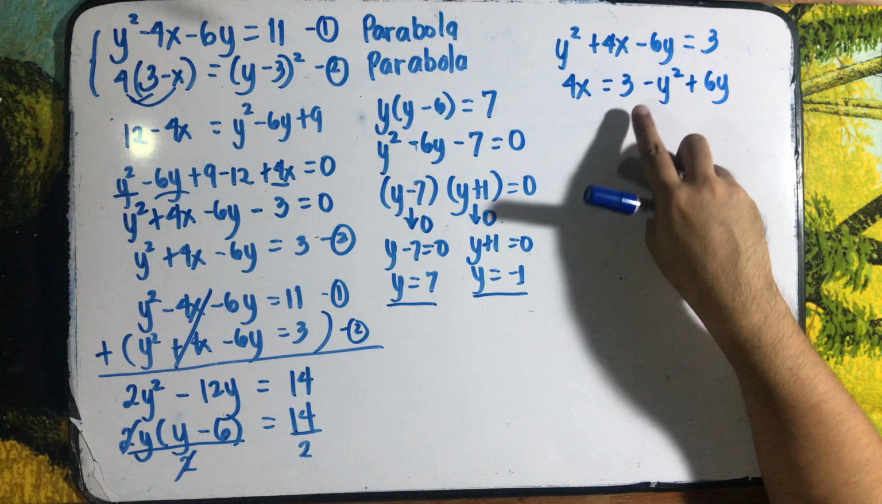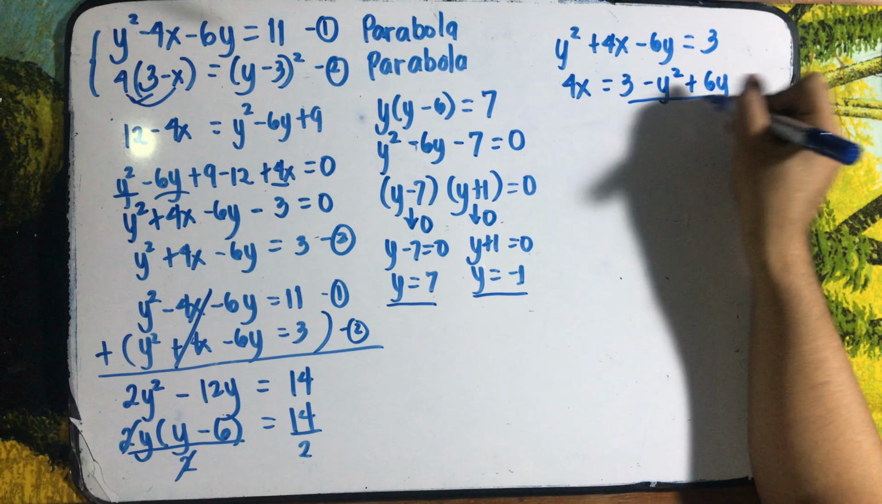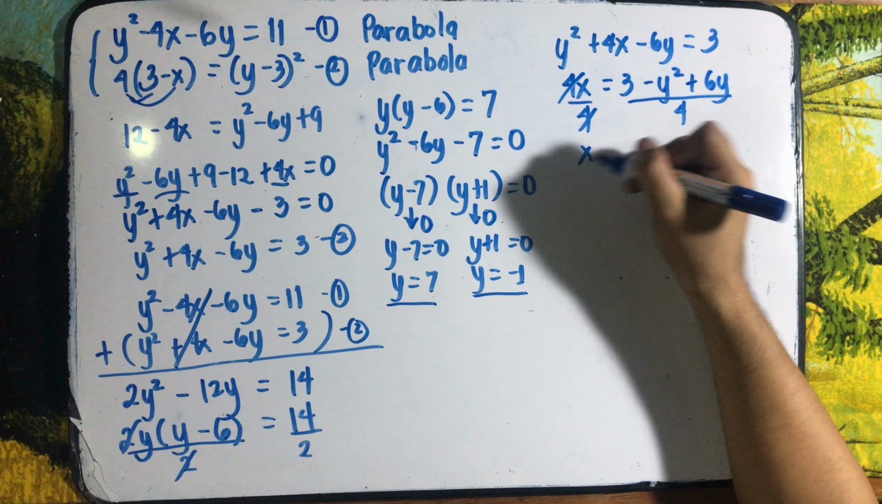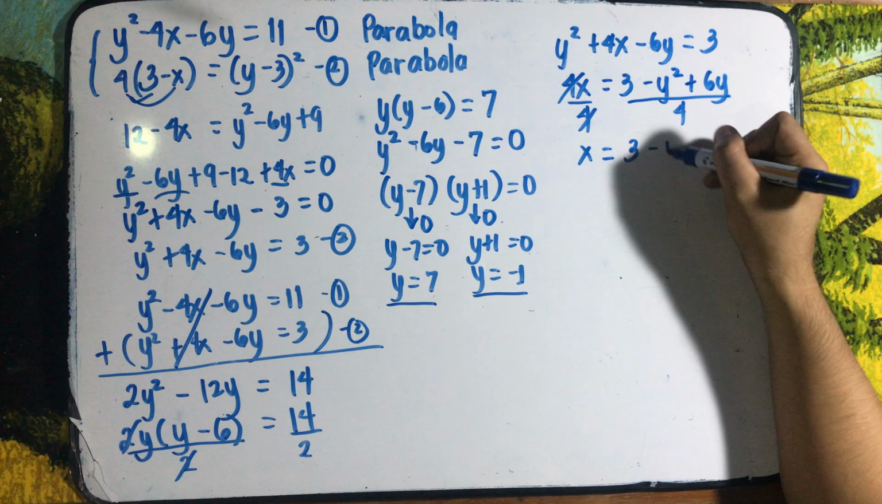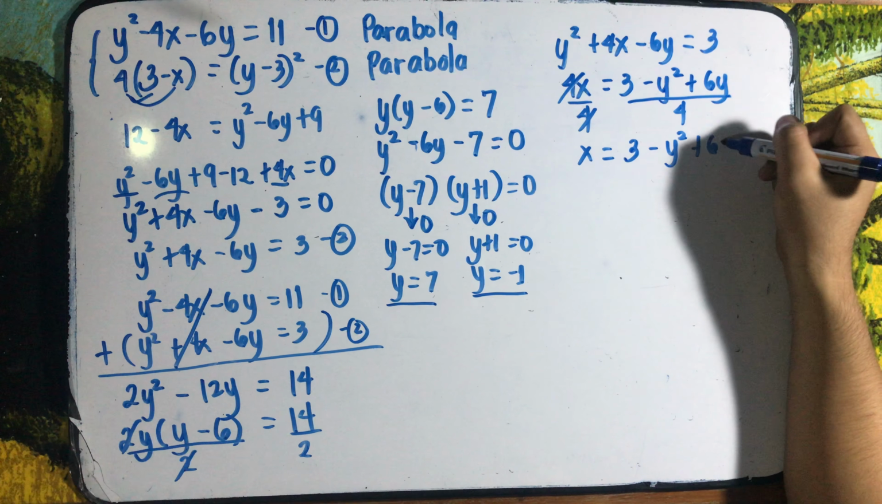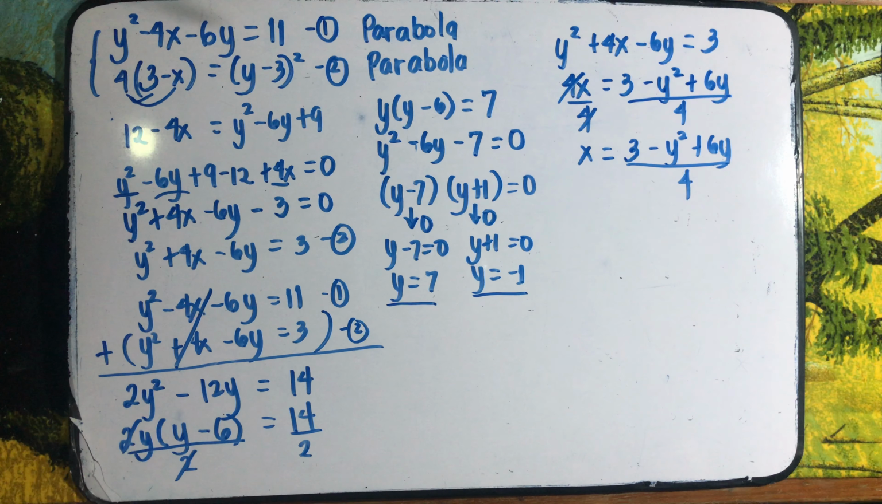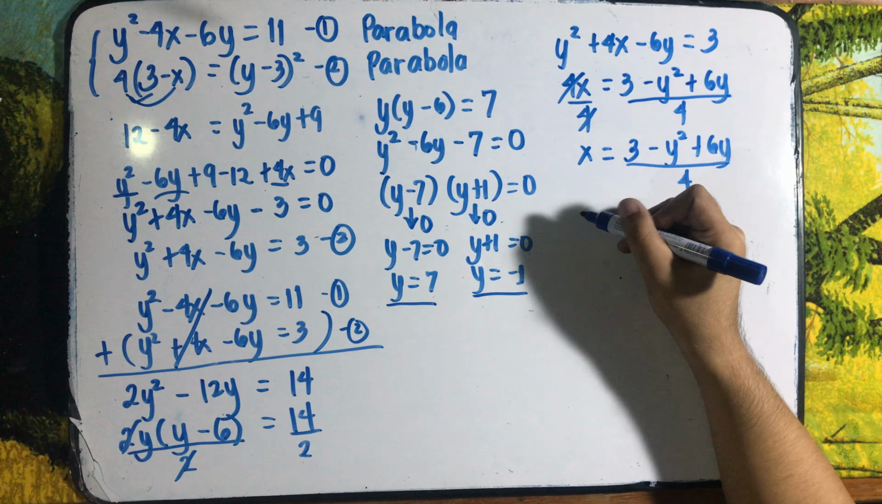Okay, again, this becomes 3 minus y squared plus 6y. Let's divide all the terms by 4. Therefore, this is now equal to x is equal to (3 minus y squared plus 6y) over 4. So now we'll be finding the values of x if y is equal to 7.